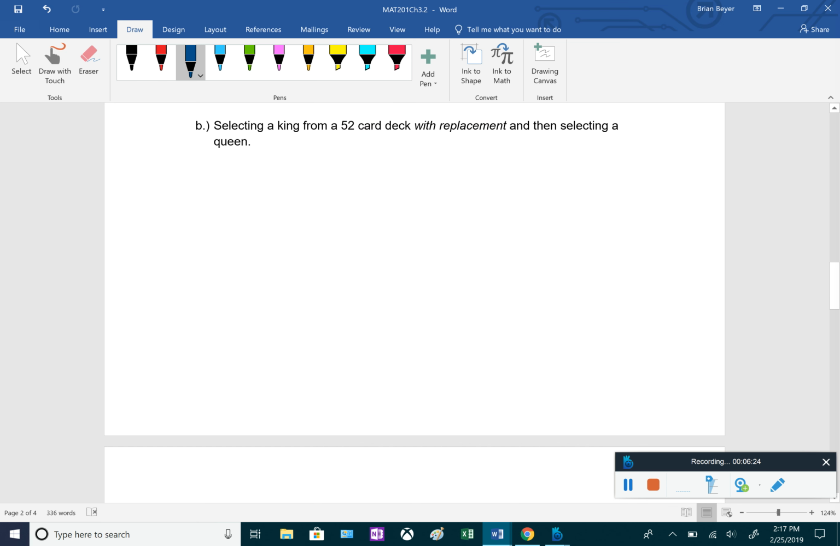For this next one, let's say we are selecting a king from a 52 card deck with replacement this time, and then selecting a queen. So similar setup here, we're looking for the probability of choosing a queen such that we already chose a king and did replace it. So if we replaced it, there's going to be 52 cards again. So the probability of choosing a queen is going to be 4 out of 52. So that was the probability of choosing a queen, given that we chose a king and then replaced it.